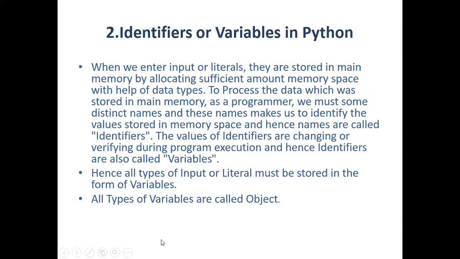Now, identifiers or variables in Python. Literals are the values, but what do we understand by identifiers? Whenever we enter input or literal, it is stored in the main memory by allocating a sufficient amount of memory space with the help of data types. Now, to process that data stored in the memory space, we must use some distinct names which help us identify the values stored in the memory space. Hence these names are called identifiers.